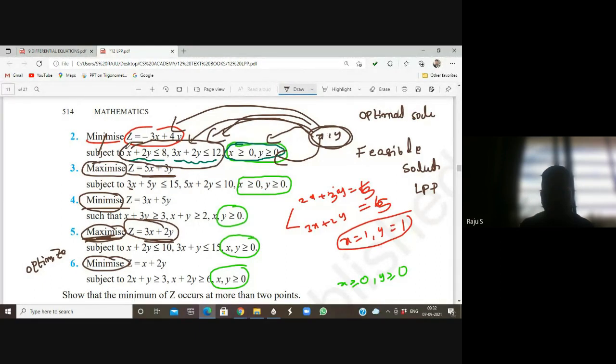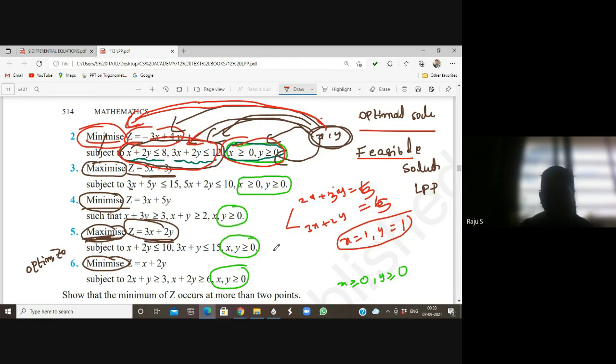If x comma y satisfies only the given constraints, that is called a solution. If x comma y satisfies the constraints as well as the non-negative restrictions, that is called a feasible solution. The feasible solution is said to be the optimal solution of the linear programming problem if it also optimizes the given objective function.